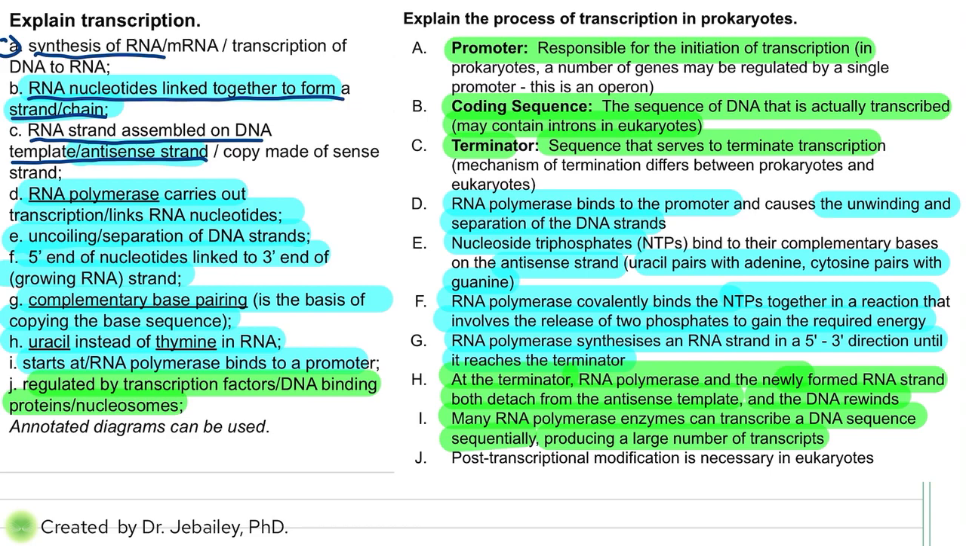So you can see there are some differences between them, right? The green parts are the things that they don't have in common. Also, you have here that post-transcription modification is necessary for eukaryotes. So here you're adding some information because it's talking about the eukaryotes, right? Like the introns are happening in the eukaryotes. Remember, there are no introns in prokaryotes because, again, introns are only for eukaryotes.